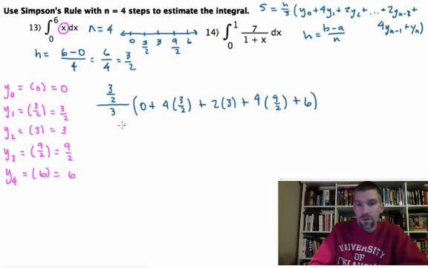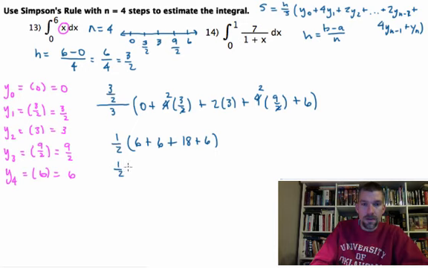So 3 halves over 3 is like 3 halves times 1/3. The 3's will cancel, and I'm going to be left with 1/2 times, well, 0 goes away. Right here, 4 and 2 cancel. That gives me 6 plus 6 plus, right here, 4 and 2 cancel. That's 18 plus 6. So when I add these up, that's 18 plus 18. So 1/2 of 36, or 18.